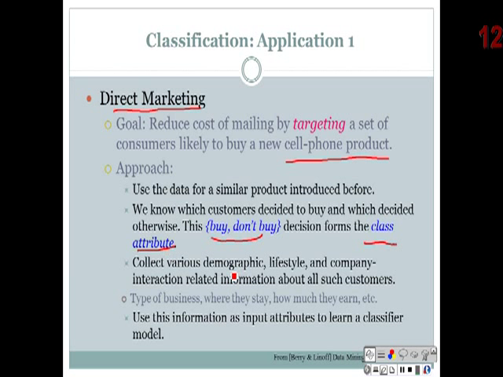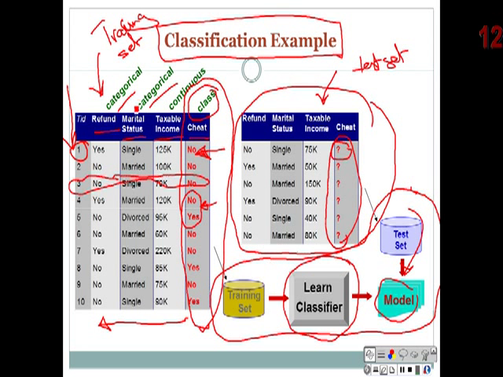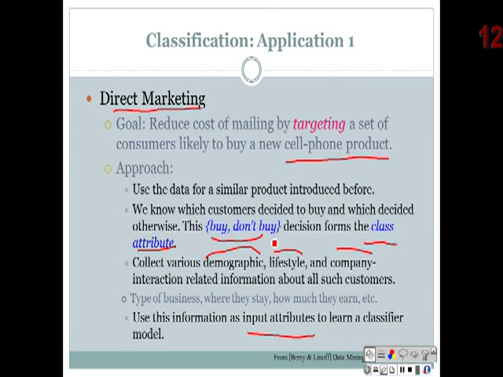What they did, they collected various information: demographic information, lifestyle, company interaction related information about such customers, the type of business, where they stay, how much they earn, and they use this information as input attributes. Like in the previous example, refund, marital status, taxable income were the attributes. Instead of those, they use demography, lifestyle, etc. Those are the attributes they use to build their classifier.